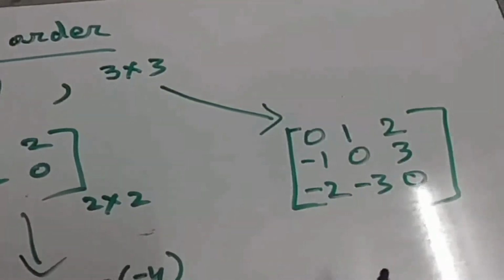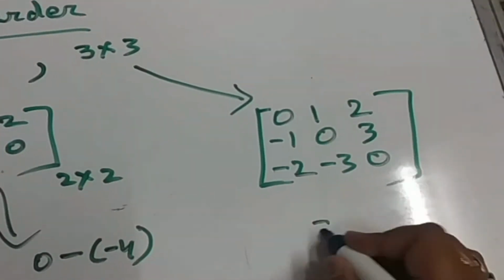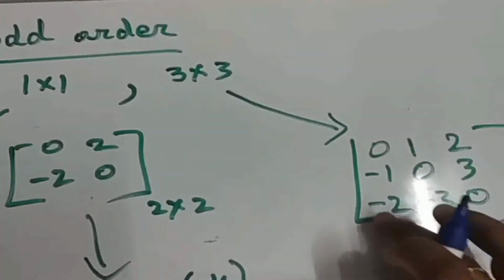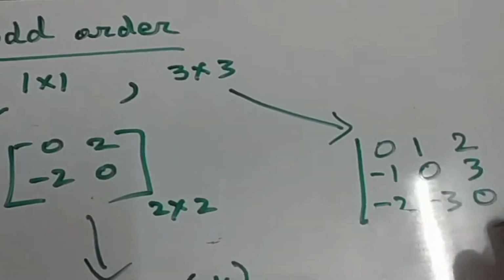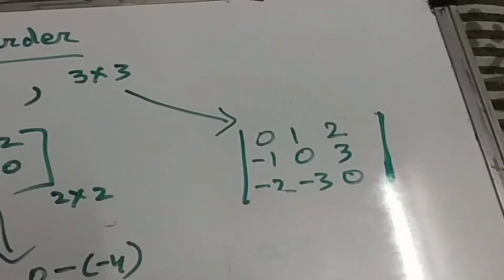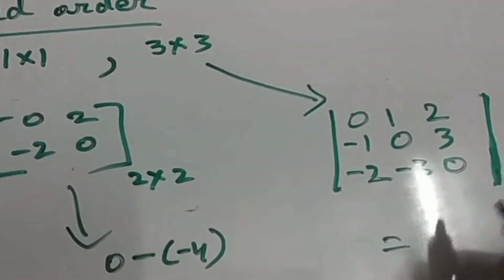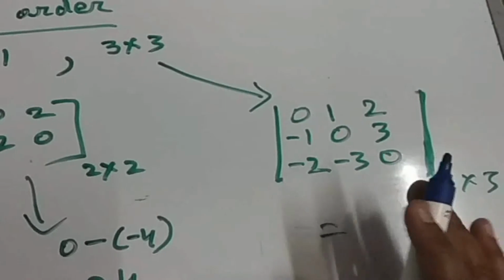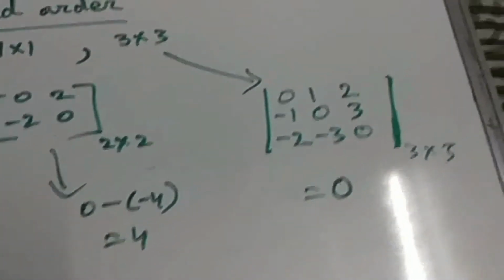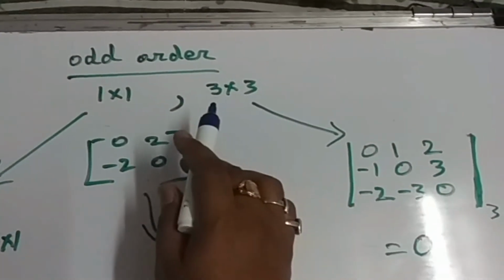If you expand by any row or any column, if you want to get determinant, I am changing this sign to determinant sign, okay, determinant sign. So this is the determinant of skew symmetric 3 into 3 matrix. So this value, if you expand by first row or second row or third row or by any column, you will get it 0. Okay, so for 3 into 3 order skew symmetric determinant, it is 0.